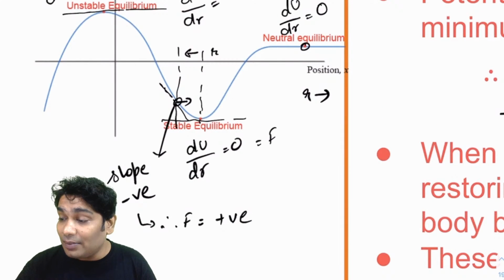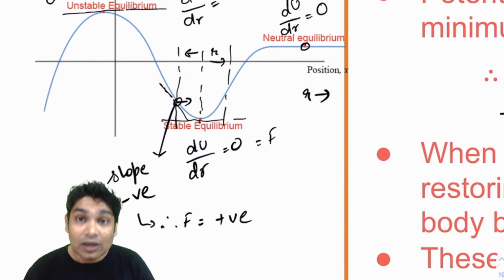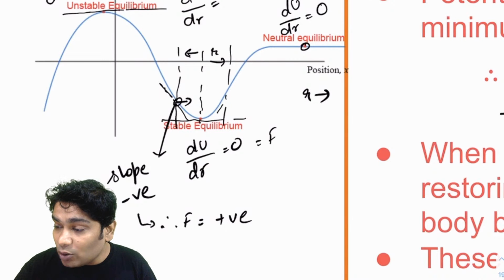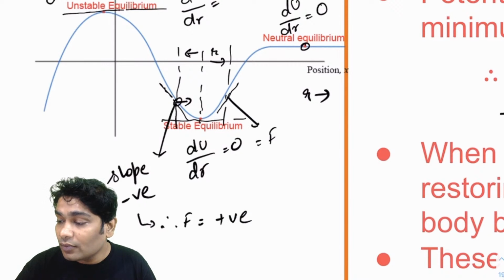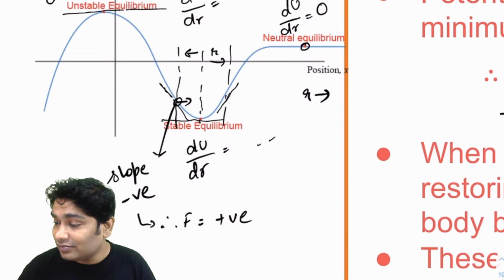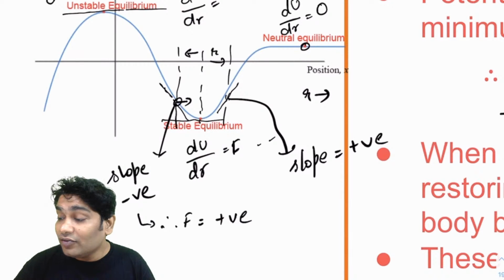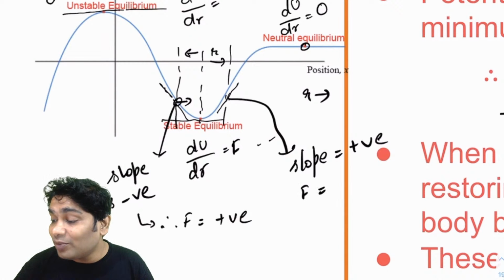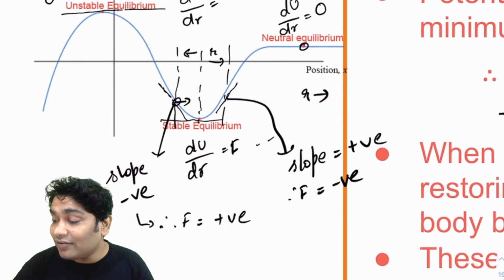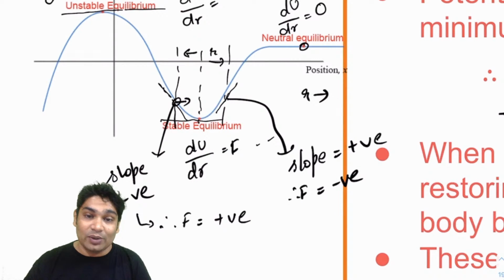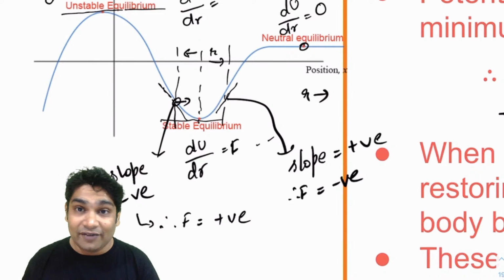Now similarly, imagine what happens when I displace it to here and get it to a point here. What is the slope here? Here the slope is negative. Oh, sorry, positive. Slope I can see is positive, which means what will be the force? F would be negative. Why? Force is negative of slope. So remember this, force is negative of slope.